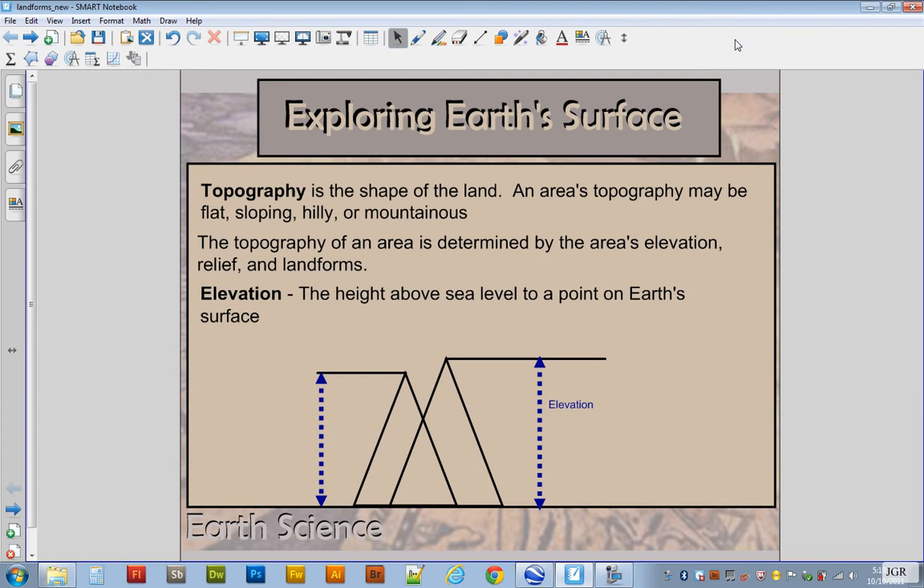If you look at any map, you can actually see that, and we're going to look at a map pretty soon that shows that. The topography of an area is determined by the area's elevation, relief, and landforms. Now, elevation, as we can see here on the notes, is the distance between a high point on Earth's surface and sea level. So that's the location of water. So elevation 0 would be the actual location of where the water would form. And elevation is how high land is above sea level. And that's what elevation is.